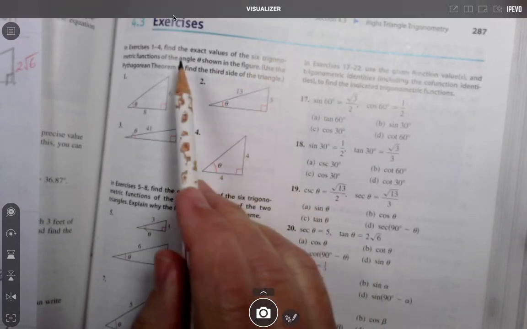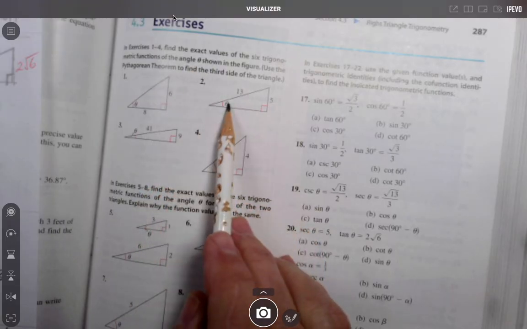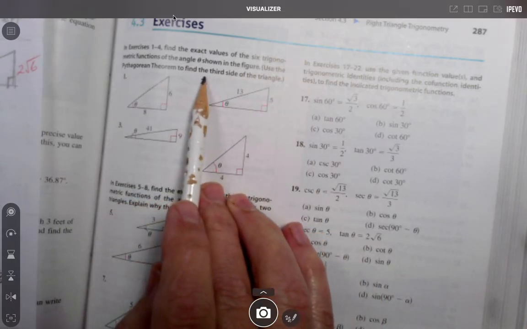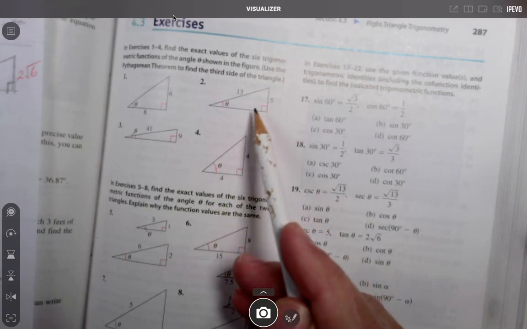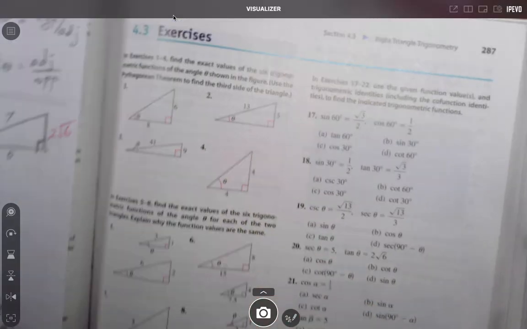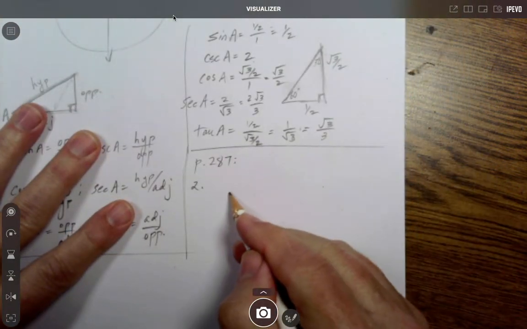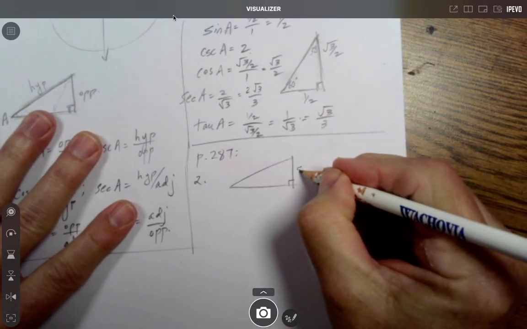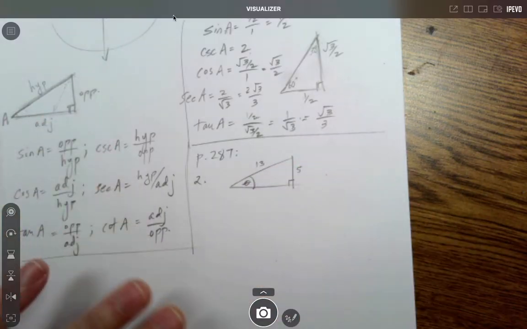And it says, find the exact values of the 6 trig functions of the angle theta, so that angle there, shown in the figure. Use the Pythagorean theorem to find the third side of the triangle. So they only give us 2 sides, so we need to start off by using Pythagorean's theorem to figure out what the length of that third side is. All right, so here's a picture of it. This is 5, this is 13. The angle in question is this one, theta.